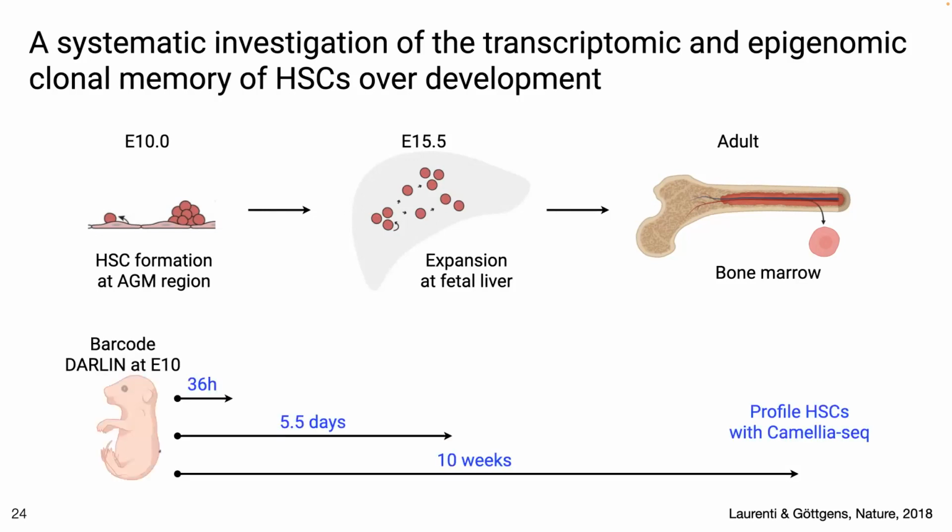So we designed an experiment to barcode the HSCs at E10 when they just begin to form, and then wait for 36 hours, when they are still in the AGM region, or wait for 5.5 days when they arrive in the fetal liver, or wait for about 2 months when they are already in different bones. In each case, we profile HSCs with chameleon seq. We get the lineage barcode, gene expression, chromatin accessibility, and DNA methylation for each individual cell.